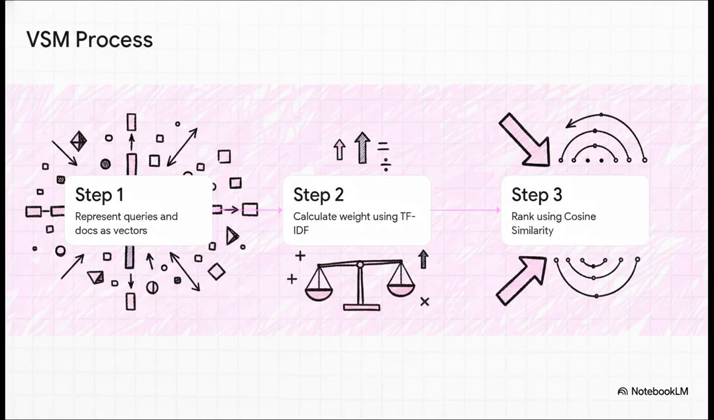Here's the basic sequence of how it works. First, both your search query and the documents in the database are represented as vectors in this high-dimensional space. Just imagine a universe where every single unique word in the entire vocabulary gets its own distinct dimension. Next, it calculates a weight for these terms using something called TF-IDF. And finally, the third step is to rank these documents based on cosine similarity. Let's break those last two concepts down a bit.